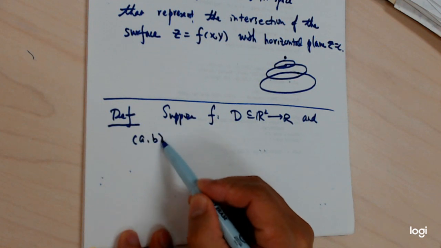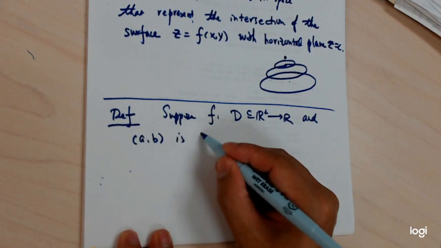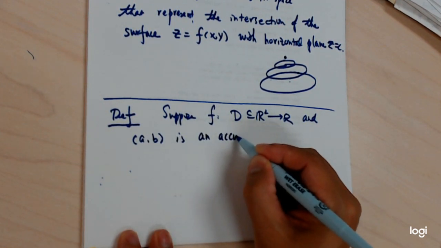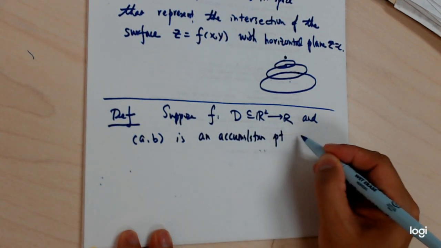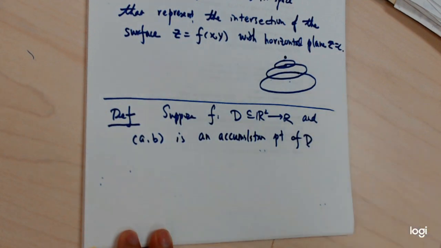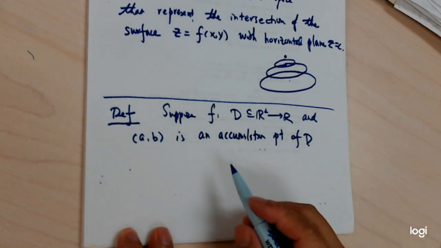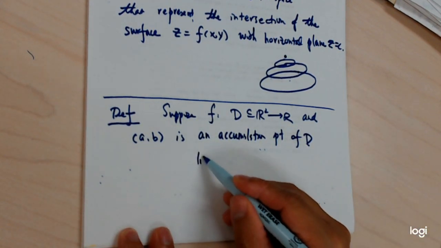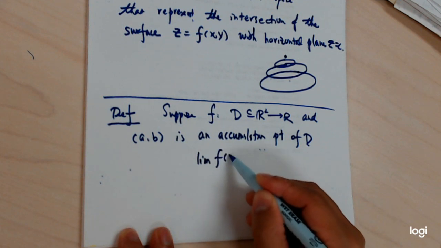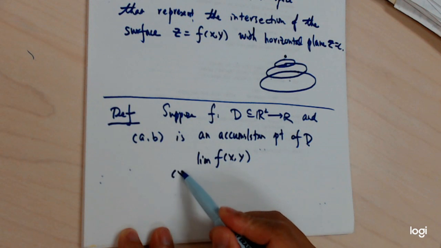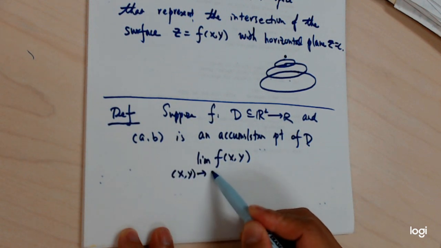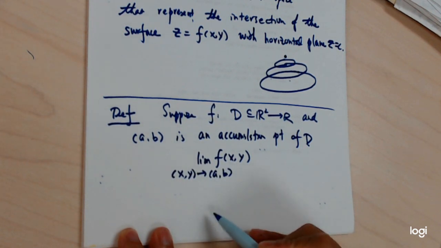And (a, b) is an accumulation point. Think about why we need this point to be an accumulation point of D. We need this so that I can take a sequence that goes to this point, so that there are actually x and y approaching this accumulation point.